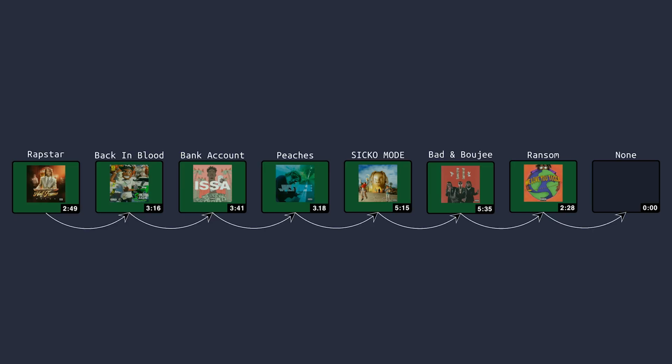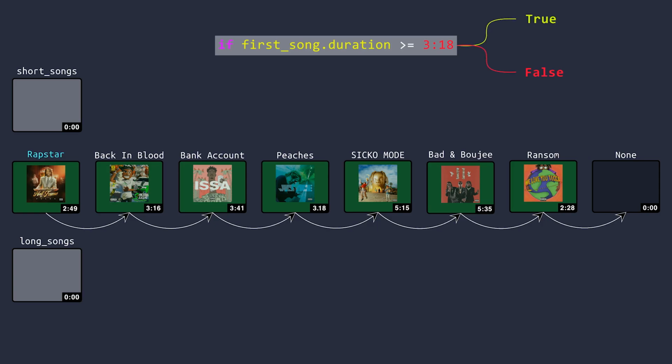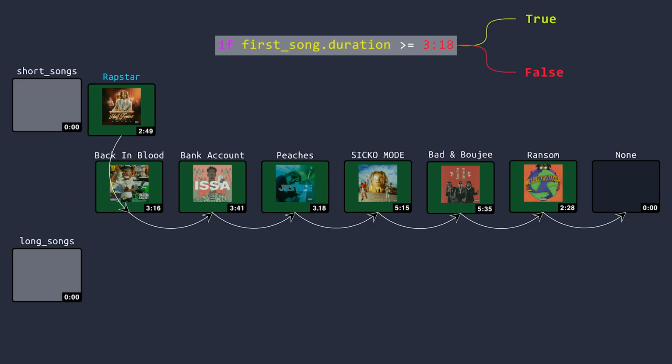Knowing the proxy node technique, here's how I would solve this. I create 2 proxy nodes. Short songs node will store all songs that are shorter than 3 minutes and 18 seconds, and long songs will therefore store anything longer than that. And the algorithm here is really as straightforward as it can be. If the song is shorter than Peaches, I just set the short song's next pointer to that song, and then I simply advance the pointer to the next song.